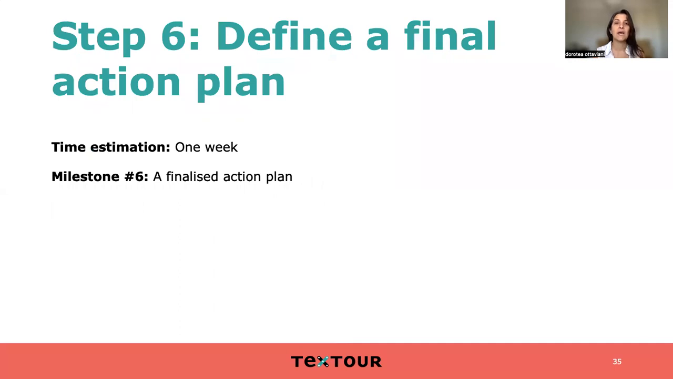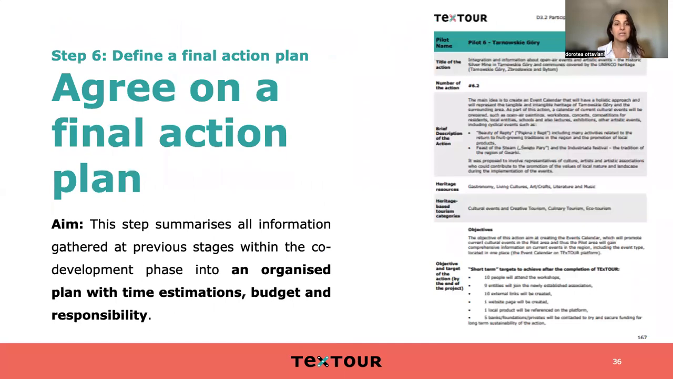Finally, to define a final action plan. This step requires 1 week of work, and it will allow to achieve the 6th milestone, a finalized action plan. So this step summarizes all the information gathered at the previous stages within the co-development phase into an organized plan with time estimation, budget, and responsibilities.